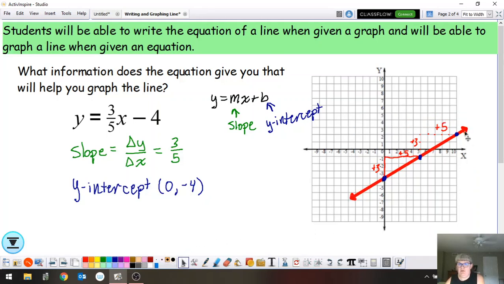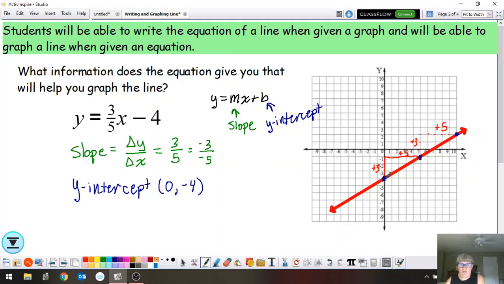And notice I have arrows on each end because the line continues in each direction. Something else I'd like to point out here is if I didn't have enough room to do up 5, right 3, my slope could also be written as negative 3 over negative 5, because a negative divided by a negative is also positive.